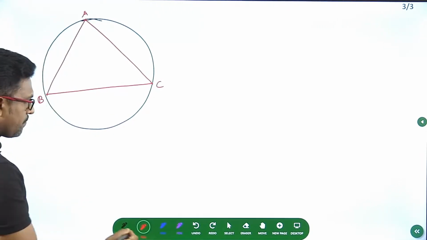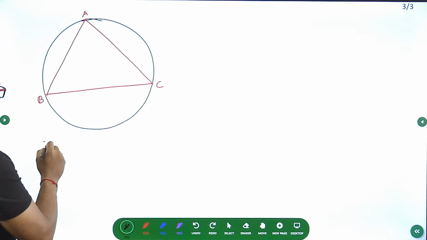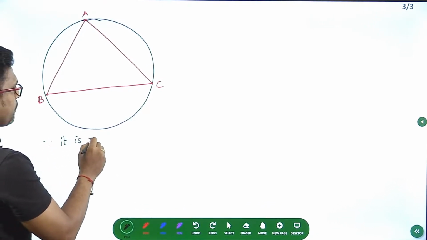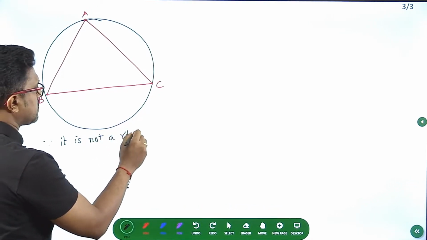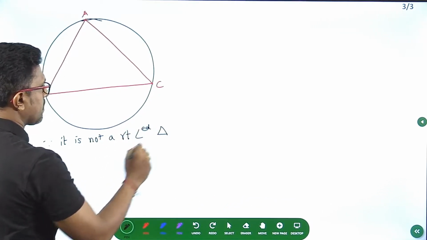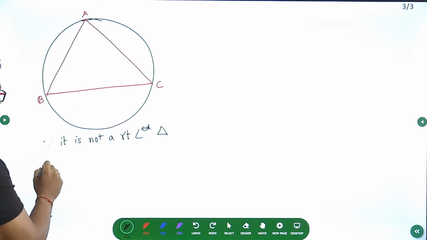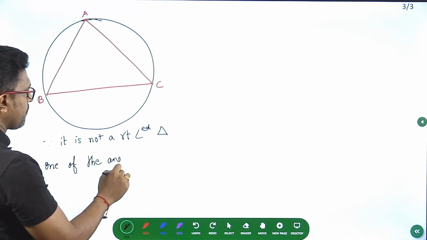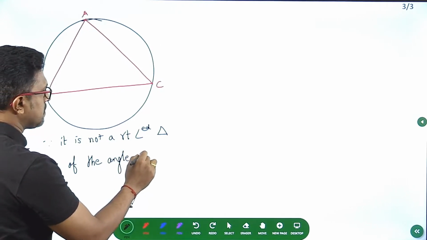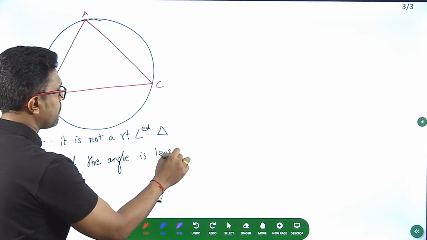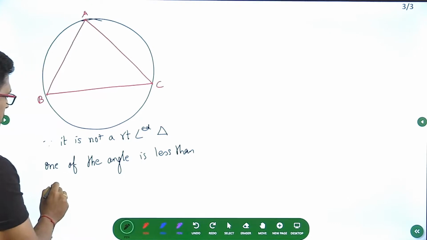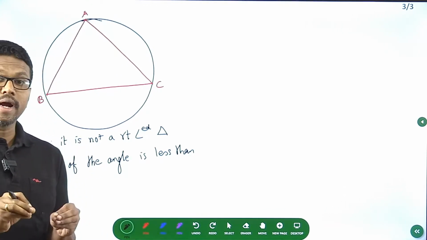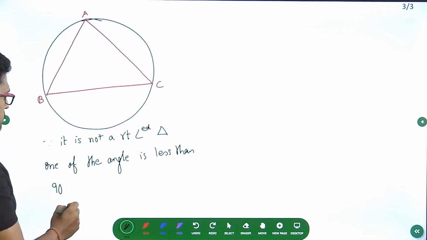Suppose I am saying, okay, so since it is not a right angled triangle, so we can say one of the angles is less than 90. One angle will definitely be less than 90. So suppose that angle is A. Suppose A is less than 90.